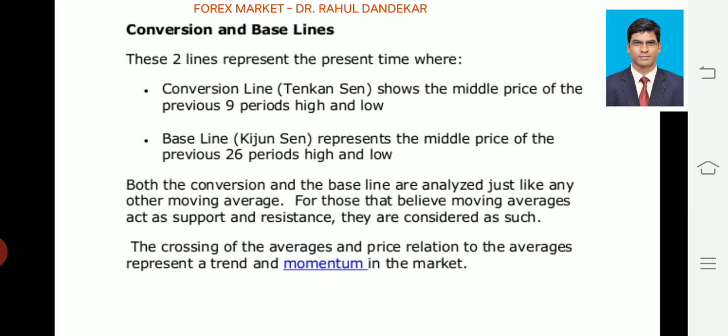These two lines represent the following. The conversion line, Tenkan-sen, shows the middle price of the previous 9 periods high and low. The baseline, Kijun-sen, represents the middle price of the previous 26 periods high and low. Both the conversion and baseline are analyzed just like any other moving average. For those that believe moving averages act as support and resistance, they are considered as such. The crossing of the averages and the price relation to the averages represent a trend and momentum in the market.